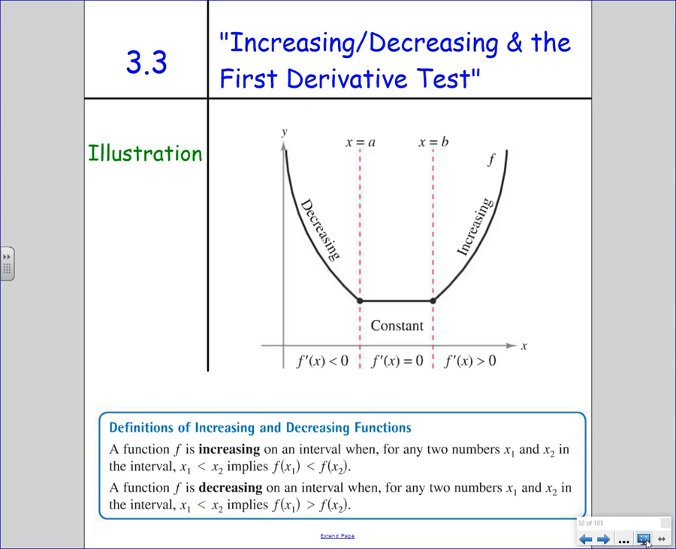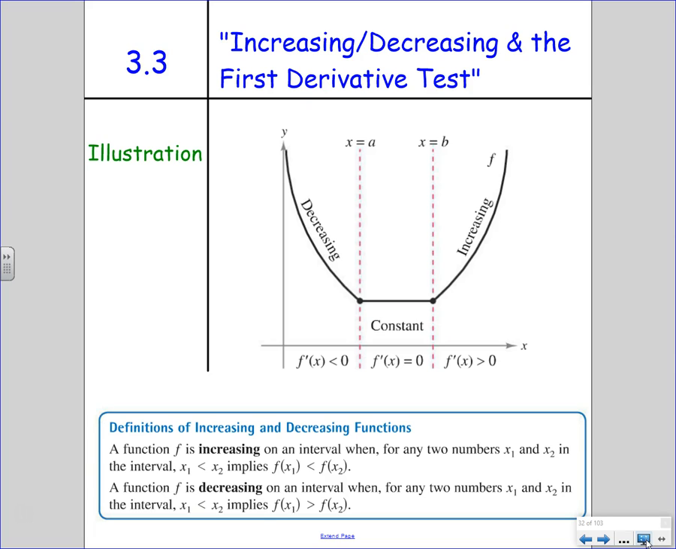Rolle's says, hey, I can tell you the derivative must equal 0 as long as what third condition is met? f of b equals f of a. That's Rolle's theorem. Okay? That's mean value theorem. You're dabbing it back there? Okay. That's Rolle's and mean value theorem. Okay? Now we come to section 3.3.